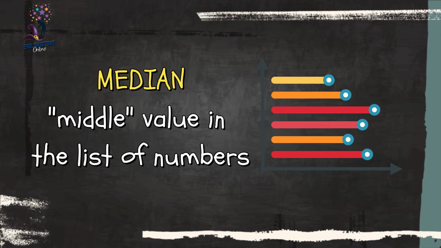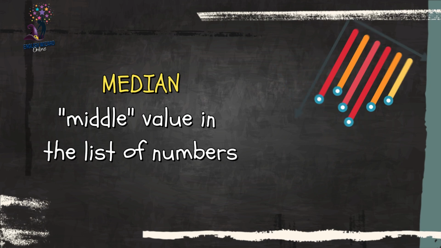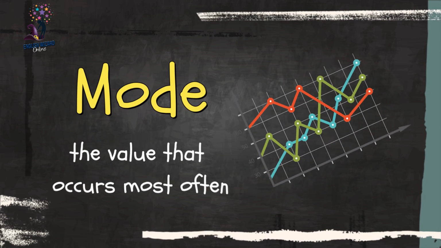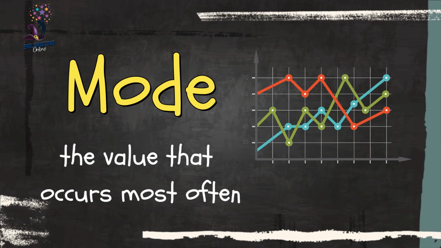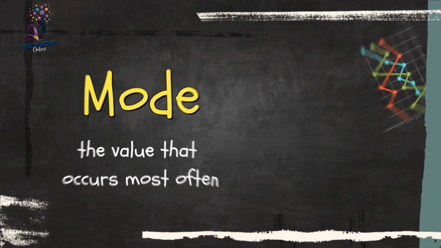To find the median, your numbers have to be listed in numerical order from smallest to largest, so you may have to rewrite your list before you can find the median. The mode is the value that occurs most often. If no number in the list is repeated, then there is no mode for the list.